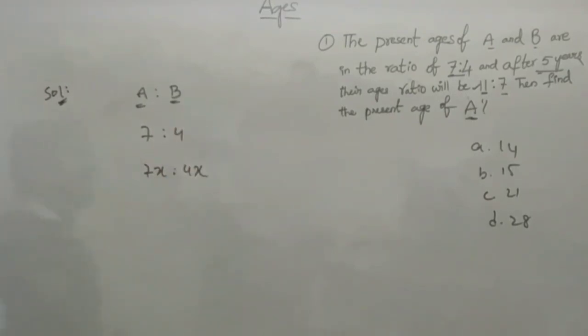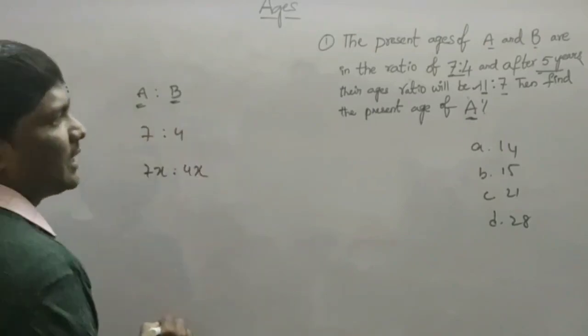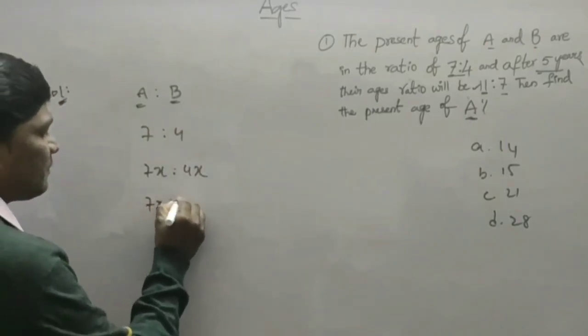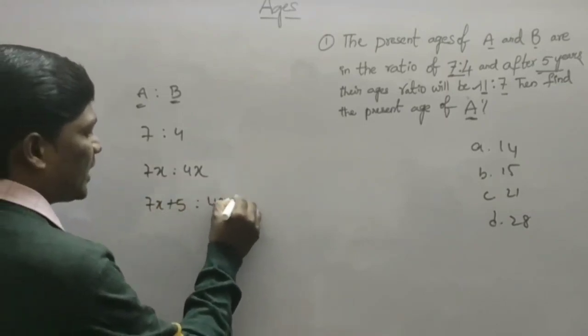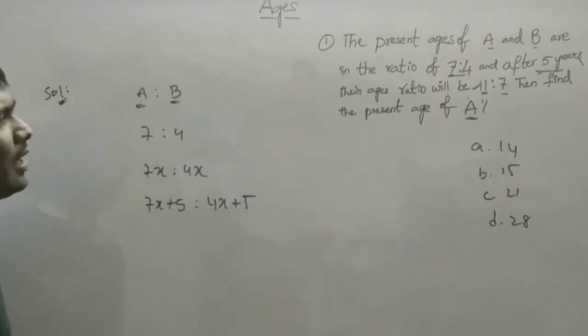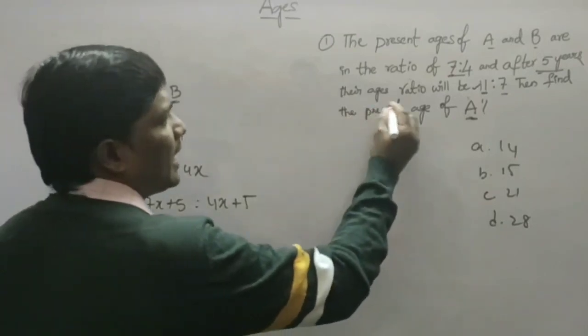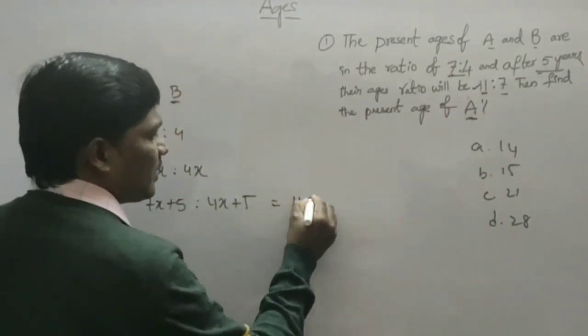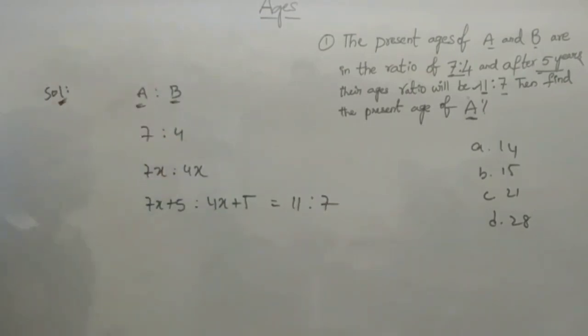Since we don't know A and B's ages, let their ages be x. Then 7x and 4x. After 5 years, they said. After means plus. Then 7x plus 5 is to 4x plus 5. After 5 years their ages ratio will be 11:7.